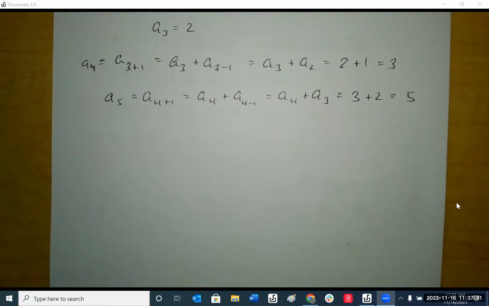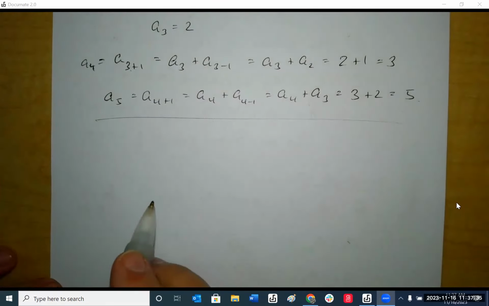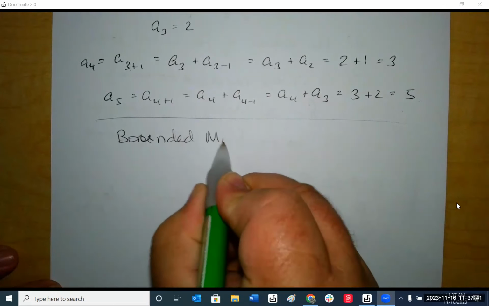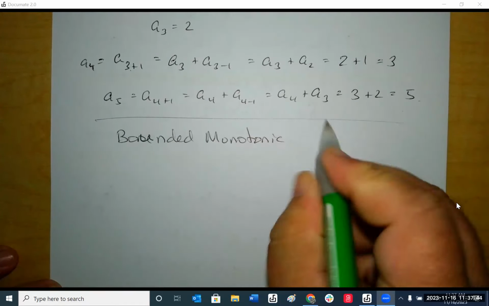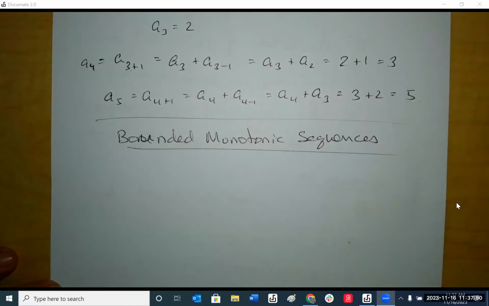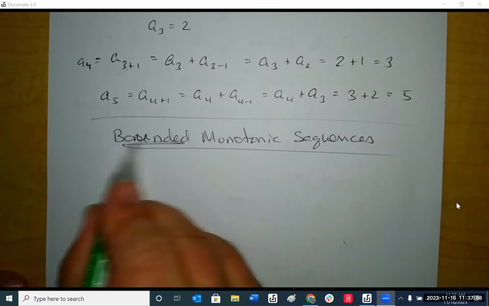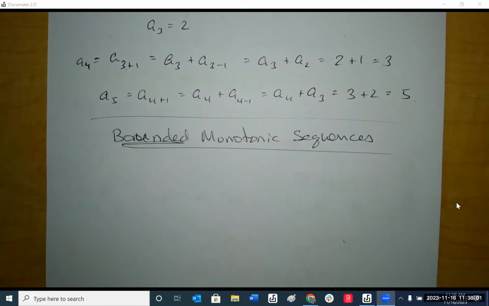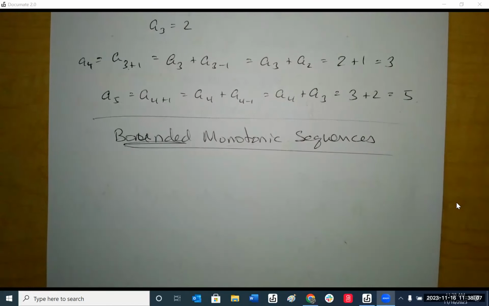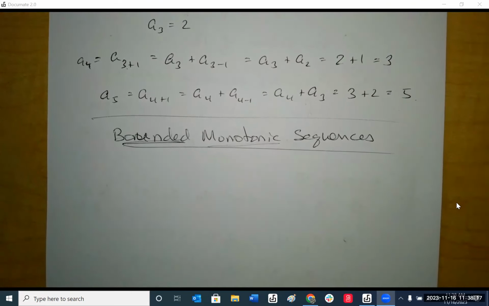Let's see what else we got. Oh, the last topic: bounded monotonic sequences. Bounded means it has an upper or lower bound. Monotonic simply means that it's either increasing or decreasing. It can't be both. It can't be oscillating. So the opposite of monotonic is oscillating.